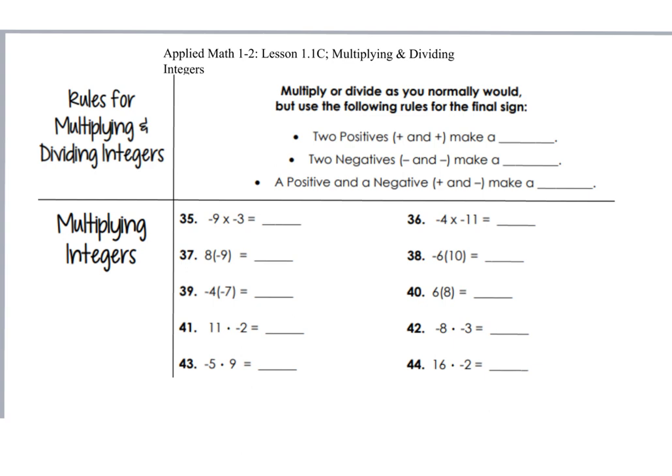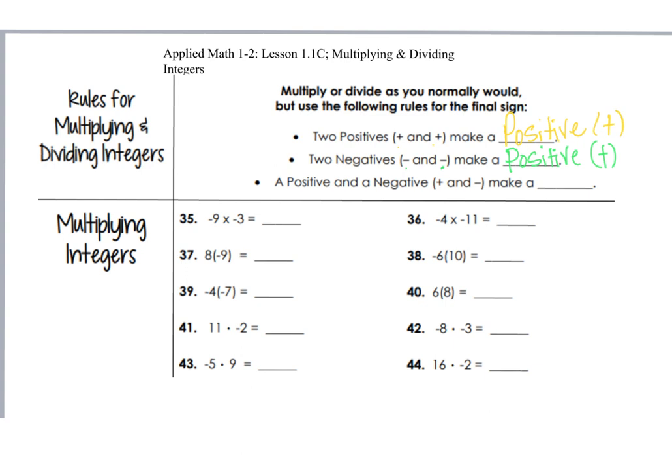We need to remember that when two positives get multiplied together, so we have a positive number and a positive number, they also make a positive solution. Okay, when we multiply two negatives, a negative number times another negative number, those two negative numbers cancel out and they make a positive number.